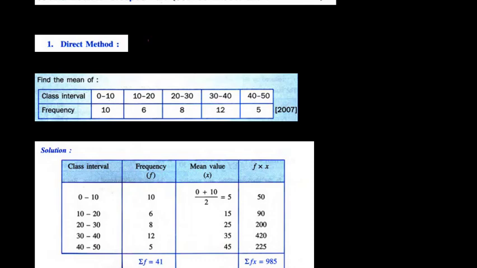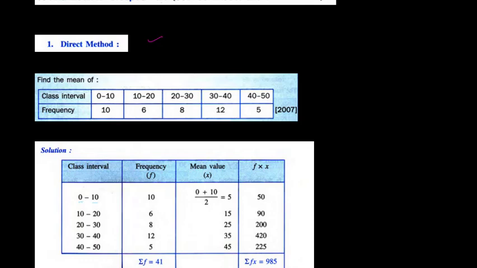First, the direct method. So here the data will be in grouped form. The class intervals you will find are 0-10, 10-20, 20-30, 30-40, 40-50. Here one additional column we are going to make. The first column is your class interval and the second column will be your frequency. So the first two columns are what is given in your problem. Then the third column will be your mean value. Now what is the mean value? You add the lower and upper value and divide by 2. So this will give you the mean value.